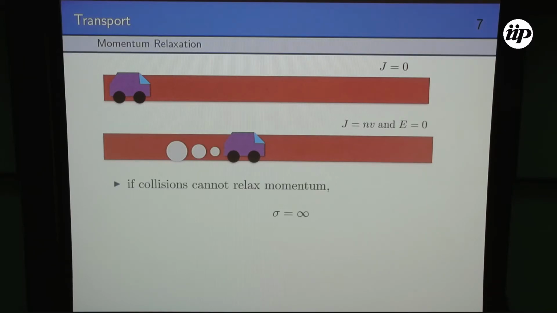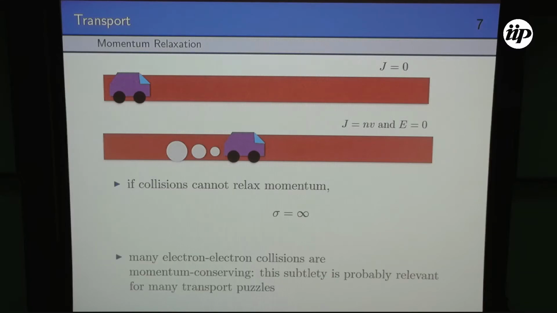So I conclude that the conductivity is infinite if the collisions in the system, whether they're electron-electron or electron-impurity, if those collisions are not relaxing momentum, the conductivity is infinite. Okay? Now, many electron-electron collisions, especially in a material like strontium titanate, are momentum conserving. And so, if we see a T-squared resistivity in this material, and we think it's coming from electron-electron collisions, that's actually very non-trivial because none of those collisions are actually relaxing momentum. So in principle, they should not contribute to the conductivity at all.